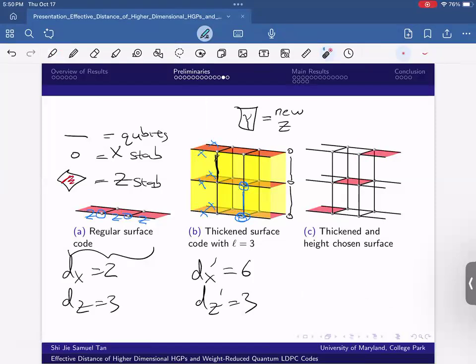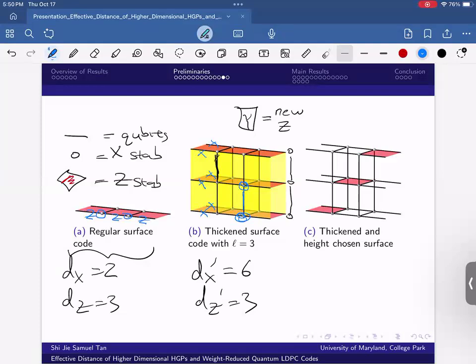But this is a pretty useful trick to boost the distance of your code in a particular direction. And then you could also apply thickening in a different basis, and then both your X and Z would increase, but obviously at some amount of overhead that you have to incur. And here comes the more interesting part that I think is pretty cool: choosing heights.